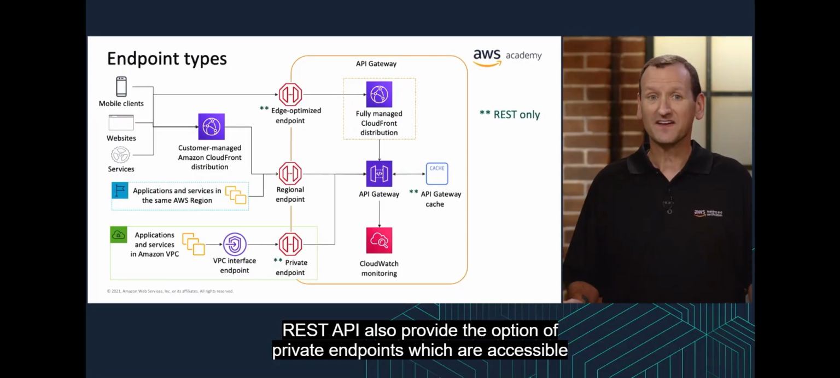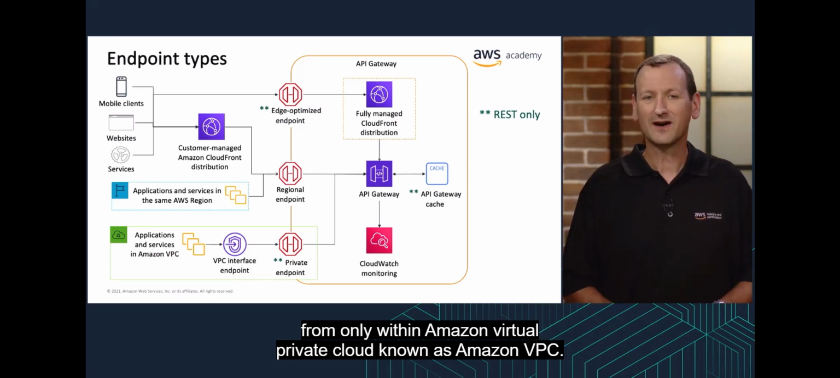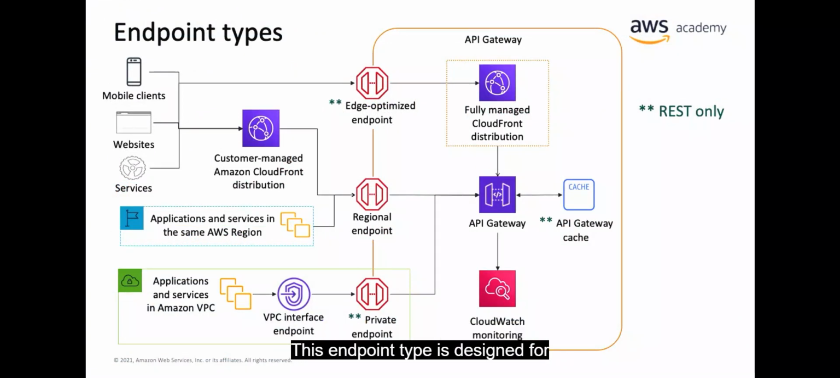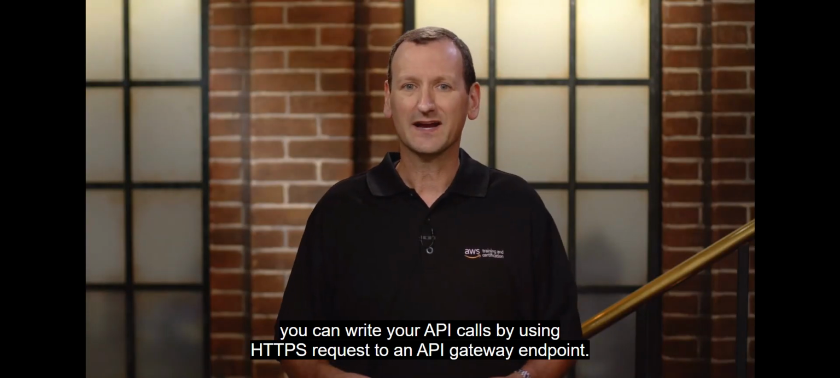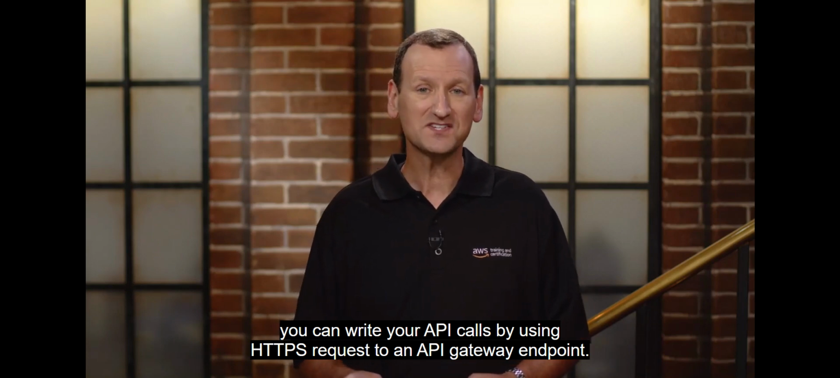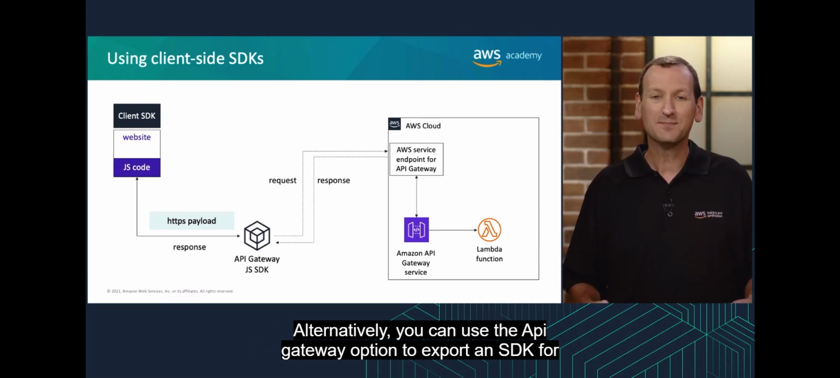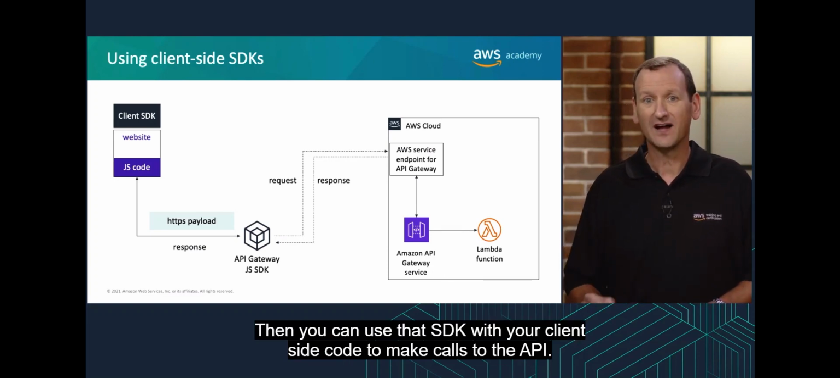REST APIs also provide the option of private endpoints, which are accessible from only within Amazon Virtual Private Cloud, known as Amazon VPC. This endpoint type is designed for building APIs that are used internally or by private microservices. In general, you can write your API calls by using HTTPS requests to an API Gateway endpoint. Alternatively, you can use the API Gateway option to export an SDK for your defined API. Then, you can use that SDK with your client-side code to make calls to the API.